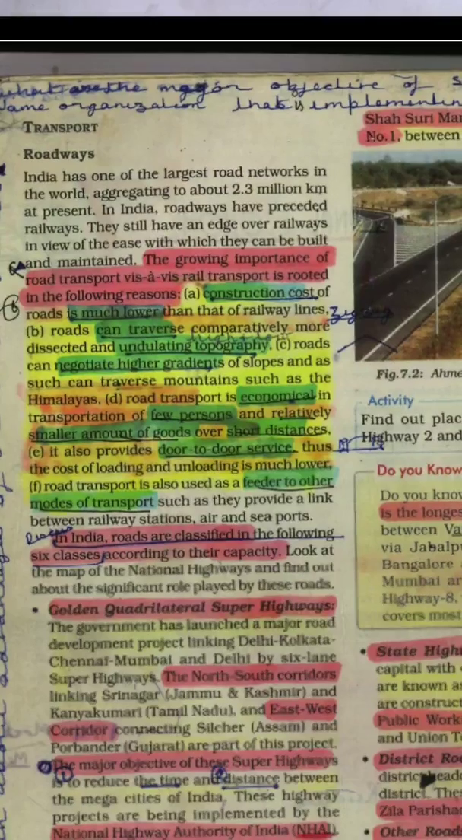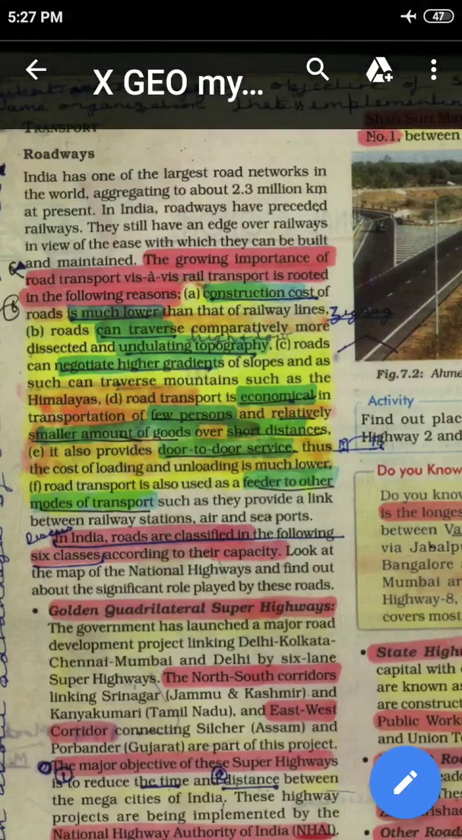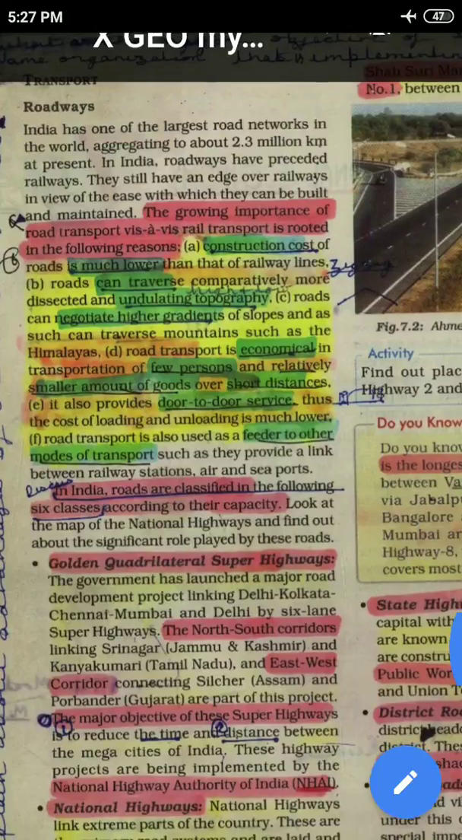What do you mean by feeder? Feeder means, suppose you have to go by railways, you will go by road to the railway station. If you have to go by plane, then also you will have to go by road to the airport. Is this much understood?